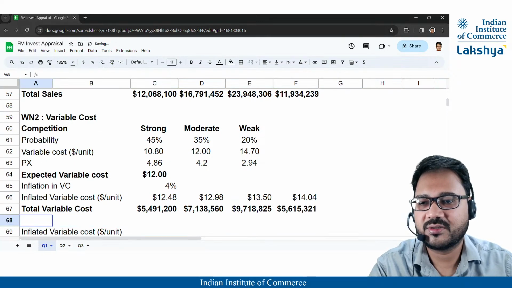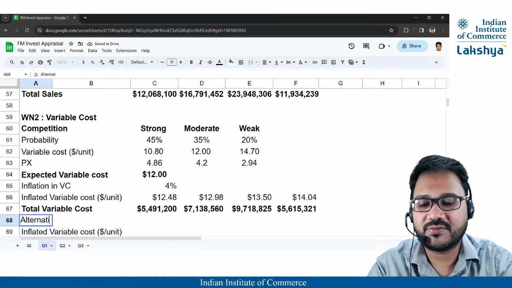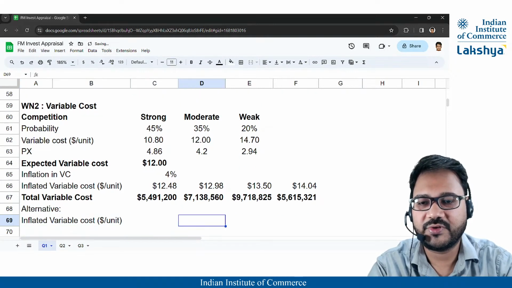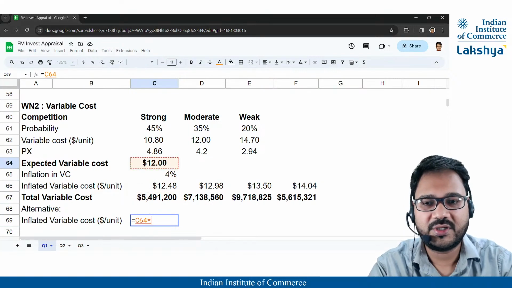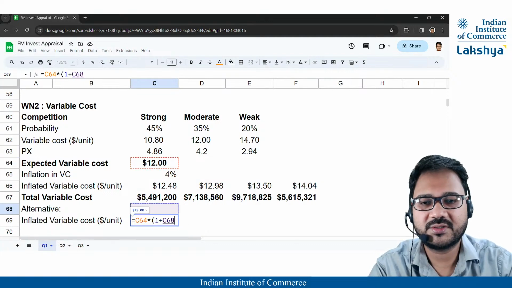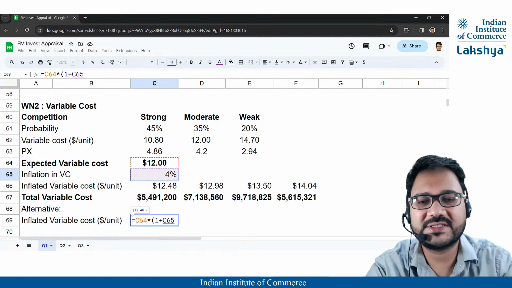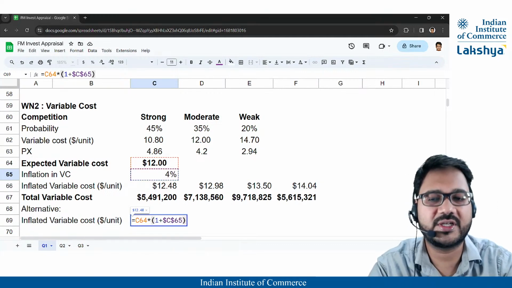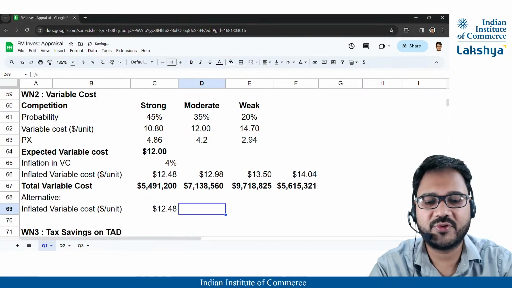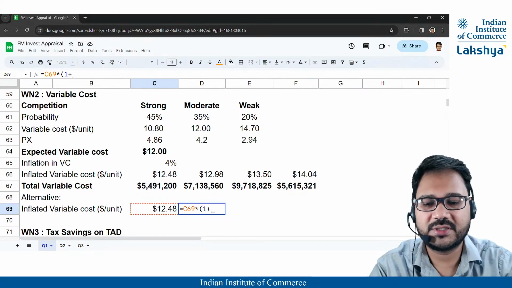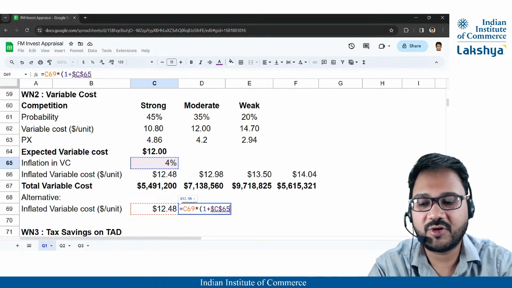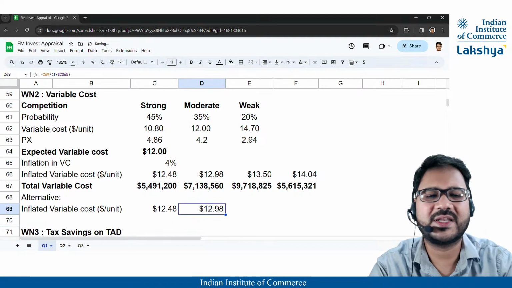Okay, let me just write alternative. Inflated variable cost. We know it is $12 into 1 plus 4%. Then I'm going to fix this 1 plus 4% because the inflation rate doesn't change, right? So 12.48. Then I can just do this into 1 plus 4%. Or I could just manually write 1 plus 4%, then I need not lock it.